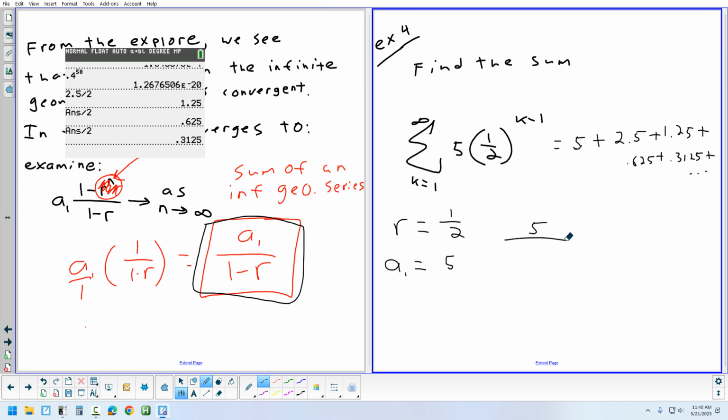So we have a sub 1 over 1 minus r. What's 5 divided by 1 minus a half? Yep, 10. That is what the sum of the sequence of numbers is approaching. And if you look at it, it kind of makes sense. 5 plus 2.5 is 7.5. 7.5 plus 1 1/4 is 8 3/4. So if you keep adding up all these numbers forever, you would get closer and closer to 10.